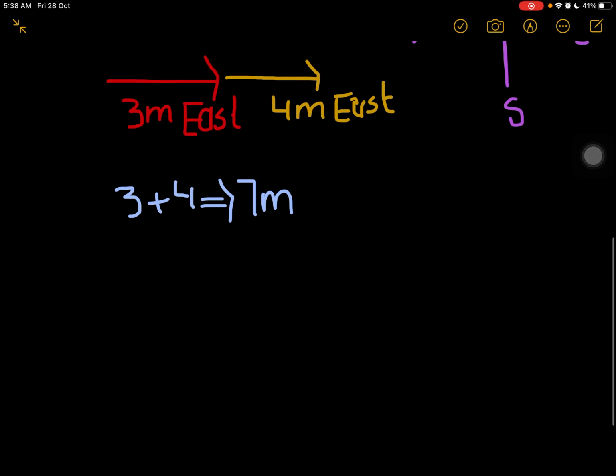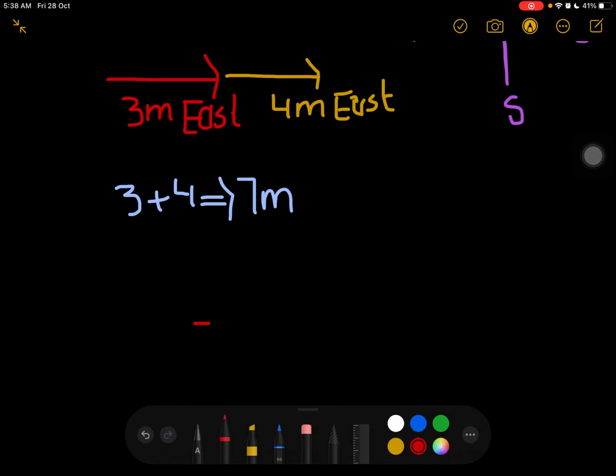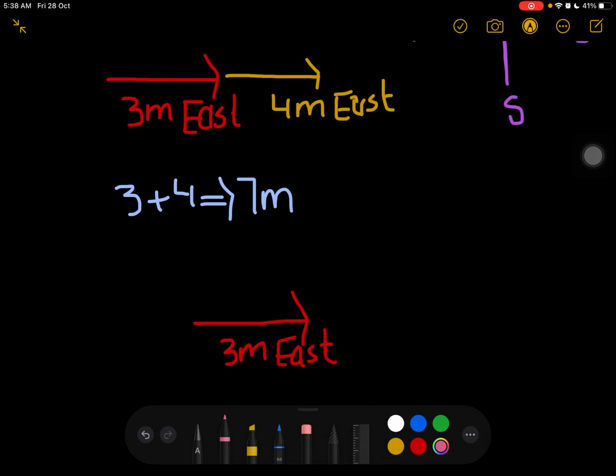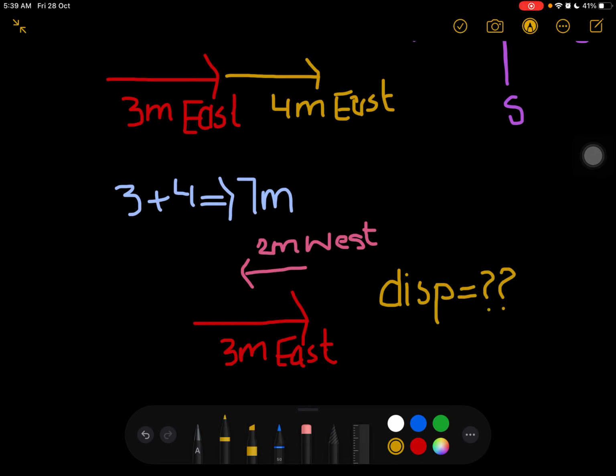But what happens if the girl is moving first 3 meter east, right? First she moves 3 meter east, then her mood changes and she wants to go somewhere and shop something. So she's again coming back 2 meter west. So now what will be the displacement? What will be the displacement?